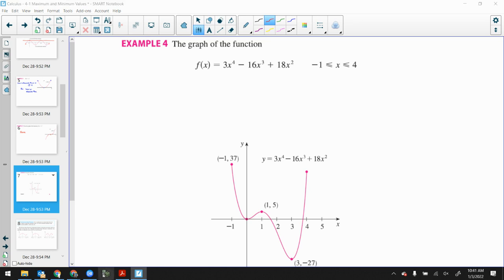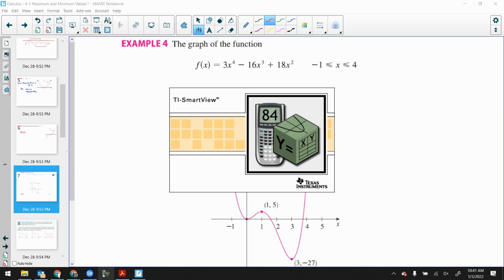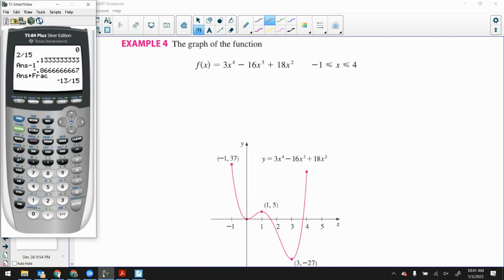Why did they give us that point? I don't know why. Let's run that point real quick. 3 times 4 to the 4th minus 16 times 4 to the 3rd plus 18 times 4 squared. That's 32. 4 comma 32.